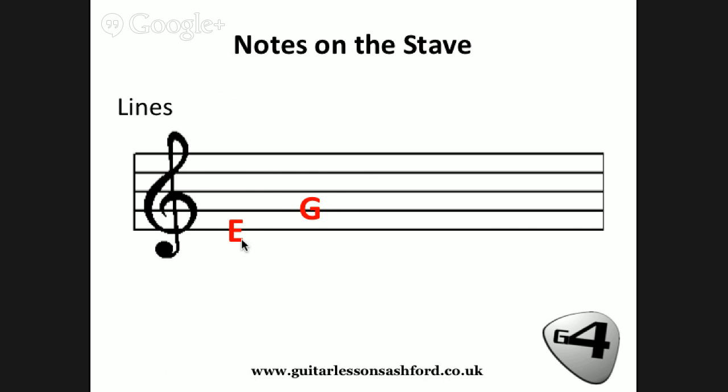And then we keep going. If that's E, there's G, A, B, C will be the space, D will be the line, E will be the next space, and then F will be the last line. So we have E, G, B, D, F. So they're the notes for the lines of the stave.